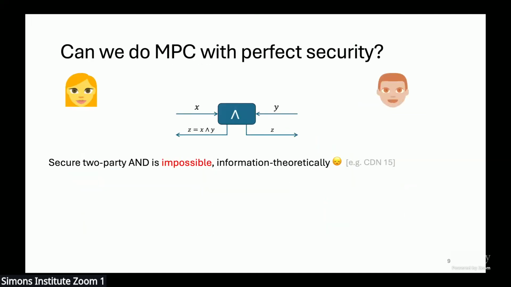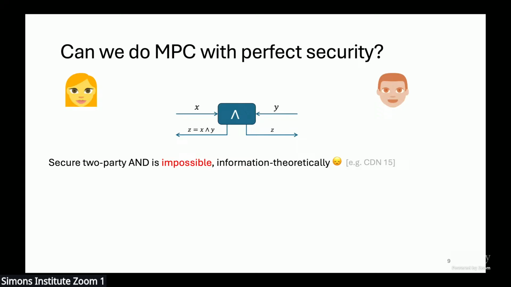Okay, so perfect security is, of course, the best thing you could hope for, right, with this definition. So can we do that? No. And it turns out, okay, if we look at the case of two-party computation and consider maybe one of the most basic functionalities of just computing the AND of two input bits, this is sadly impossible information theoretically.